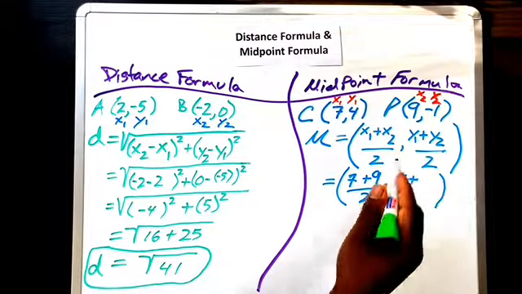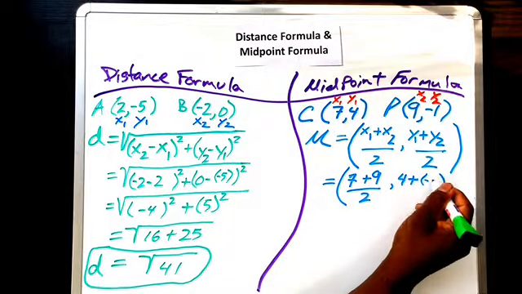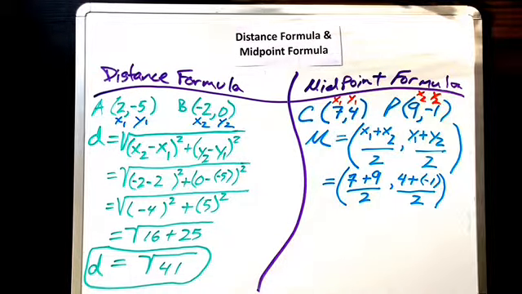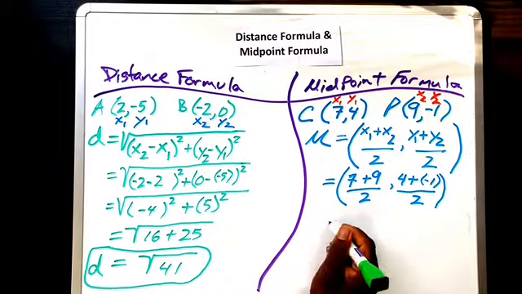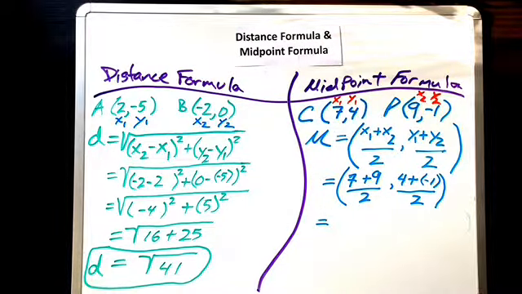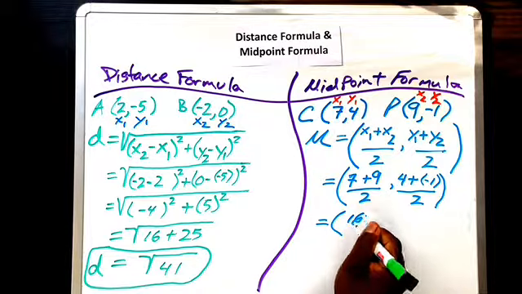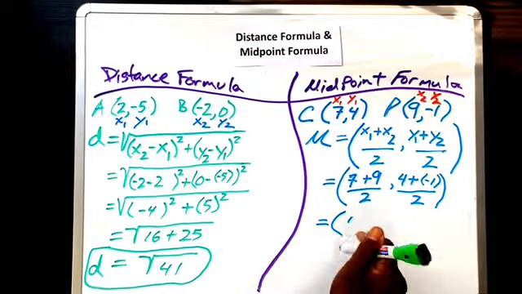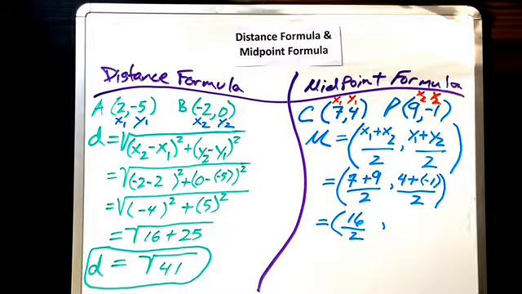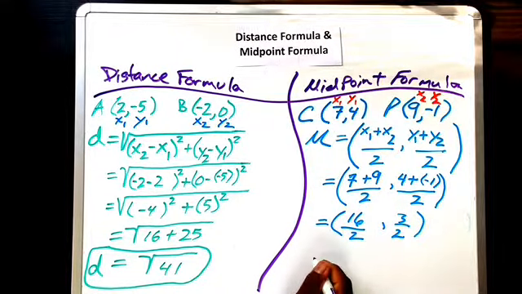4 plus y sub 2, which is negative 1. 4 plus negative 1 divided by 2. I've seen students forget to write divided by 2. They'll do all the math, but they'll forget to divide the x and y coordinates by 2. So then we end up with the quantity of 16 divided by 2, comma, 4 plus negative 1, which gives us 3 divided by 2, equals.